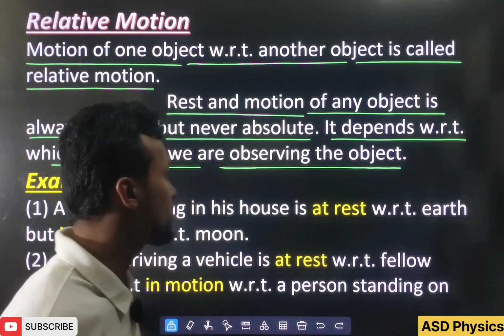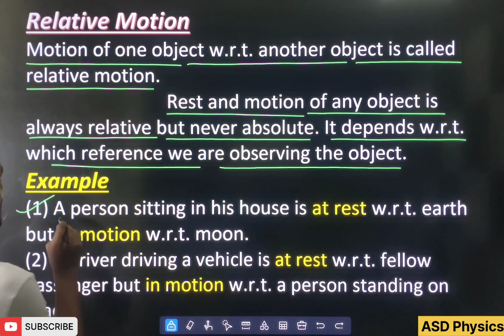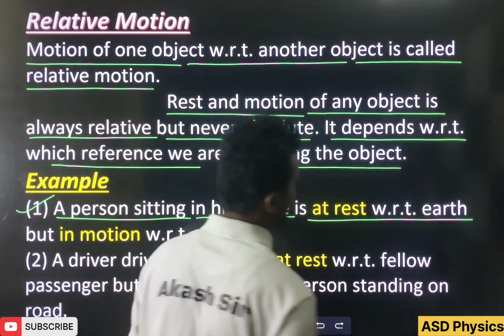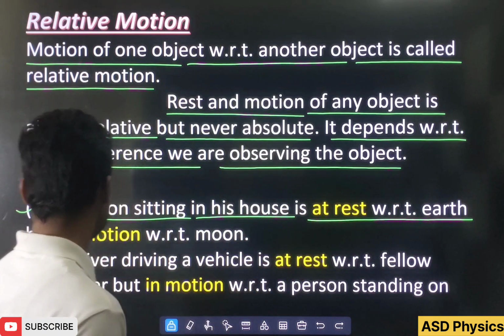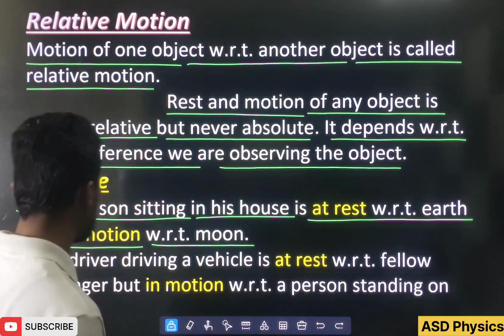We can learn that by the examples also. You can see the first example, as I told you: a person sitting in his house is at rest with respect to the earth. I am considering the house to be on the earth only. But the person is in motion with respect to the moon. Is it very clear?